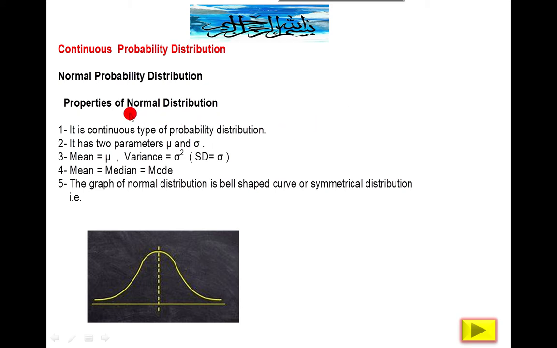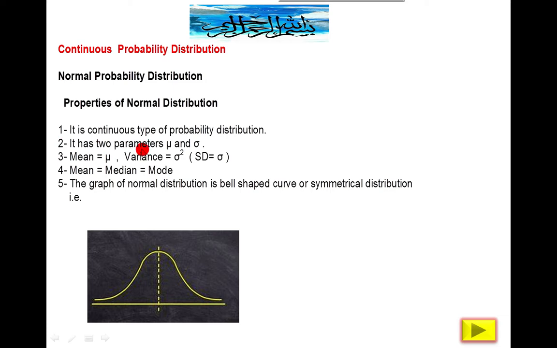So these are some properties of the normal probability distribution. The first is it is a continuous type of probability distribution. Continuous type of distribution means the variable is continuous. So if the variable is continuous, we use the normal probability distribution.